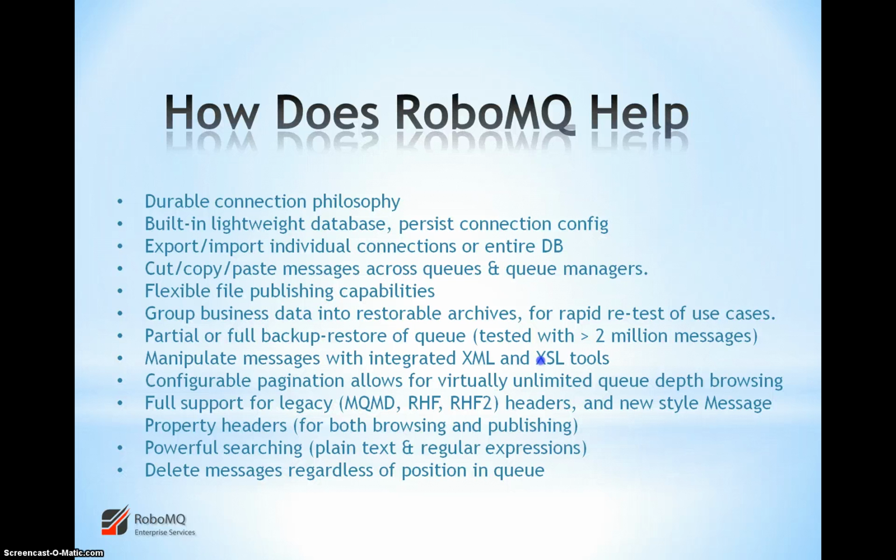RoboMQ has some really nice archiving features, so you can group messages coming through the input queue, maybe by use case. Messages can be restored to a queue either individually or as an ordered list, and this makes the retesting process reasonably pain-free. You can copy and paste messages or groups of messages between queues and queue managers. Basically, treat messages like ordinary files in folders.